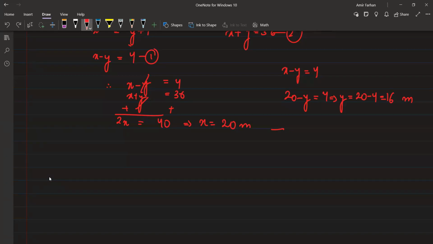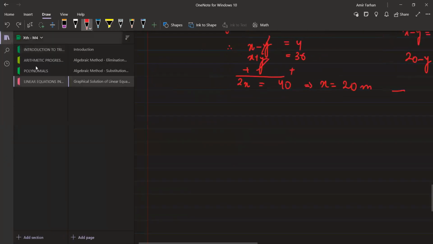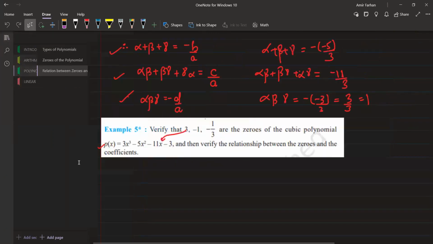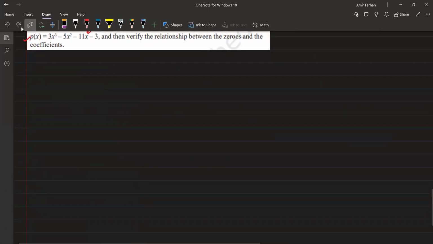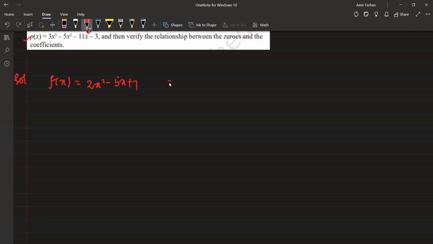Okay, so let me solve it here. This is the polynomial topic. Basically, I'm writing the polynomial f(x) equals 2x square minus 5x plus 7. It is saying that alpha and beta are zeros of the polynomial. So now tell me, if we split this, how can we split it? We have to find alpha and beta now.